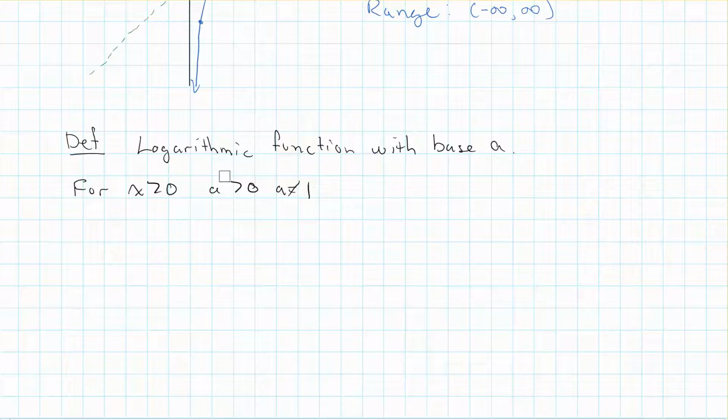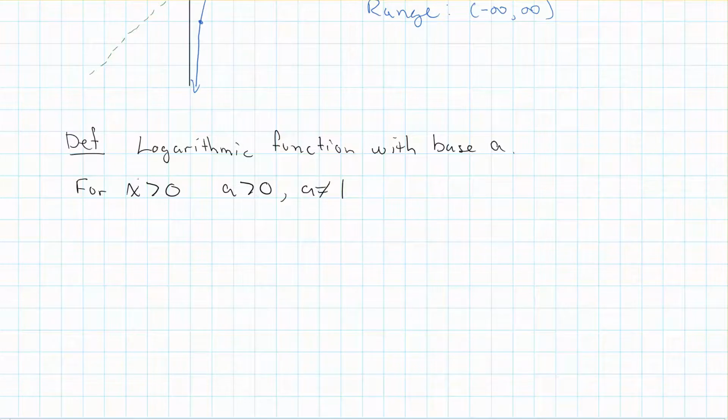Let me start over here. I just got myself distracted. Okay, so a logarithmic function with base a. We're going to start for x greater than 0 and a greater than 0, a not equal to 1. Now we again don't have a equaling 1, for the same reason we didn't have a equaling 1 with the exponential functions. Now x is greater than 0.